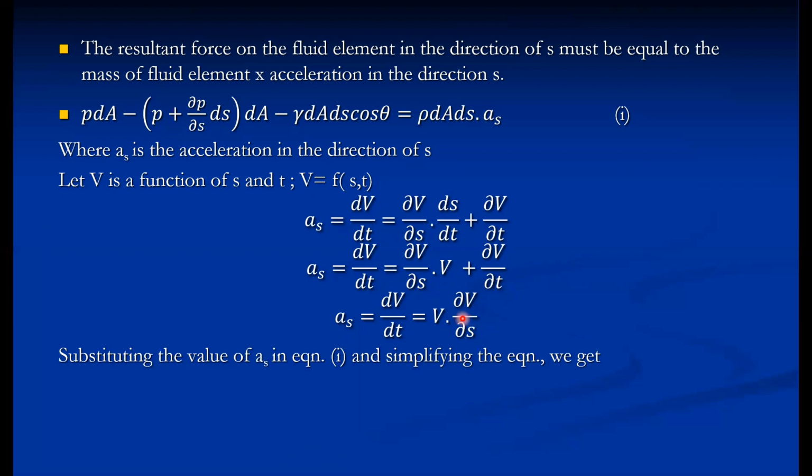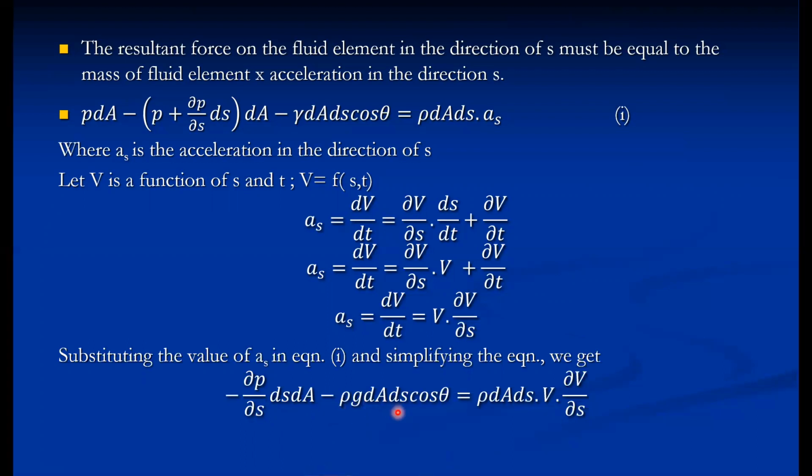Now substituting this value of a_s in equation 1 and rearranging, the p dA gets cancelled, and we get minus ∂p/∂s into ds dA minus gamma, where gamma is specific weight, the product of density and gravitational acceleration, times dA ds cos theta, equal to rho dA ds, and instead of acceleration we can put v into ∂v/∂s. Now we divide both sides by rho dA ds, which is the volume of the fluid element.